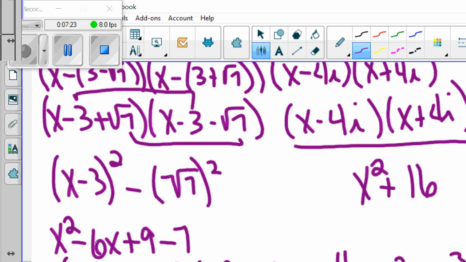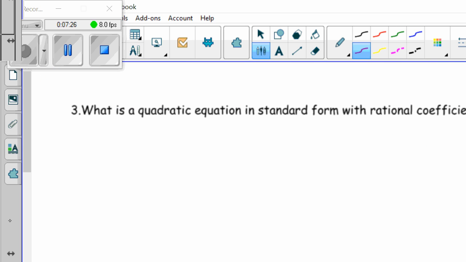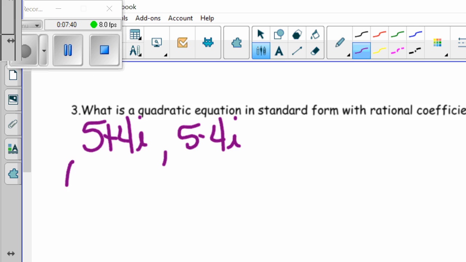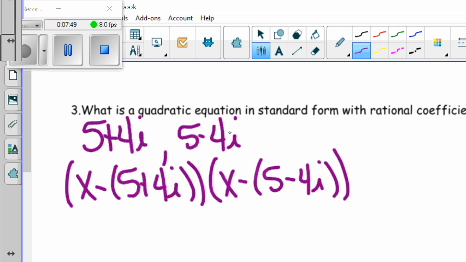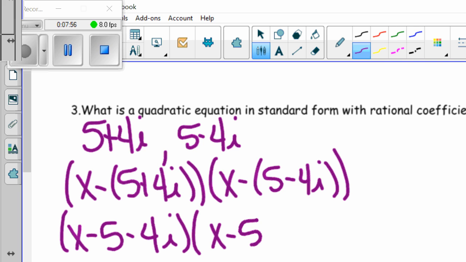Right, let's do some more of these. So next page. What is a quadratic equation in standard form with rational coefficients that has a root of 5 plus 4i? So again, if it has 5 plus 4i, I know it also has 5 minus 4i. So this came from x minus, in parentheses, 5 plus 4i, and x minus, parentheses, 5 minus 4i. Distribute your negatives, so you get x minus 5 minus 4i, x minus 5 plus 4i.